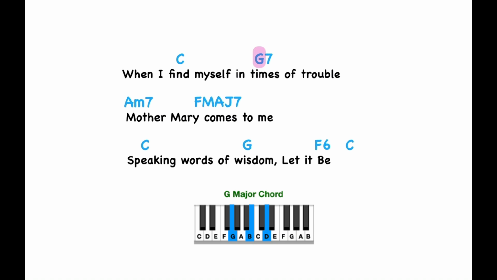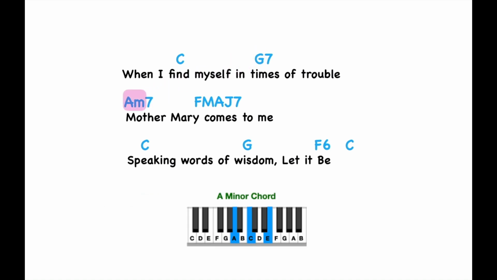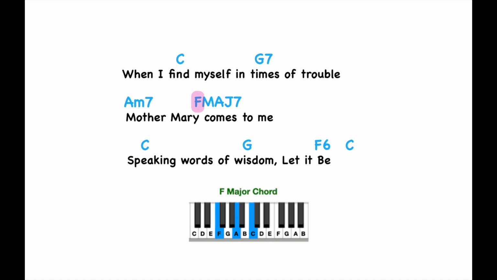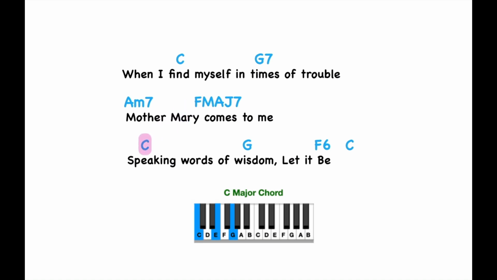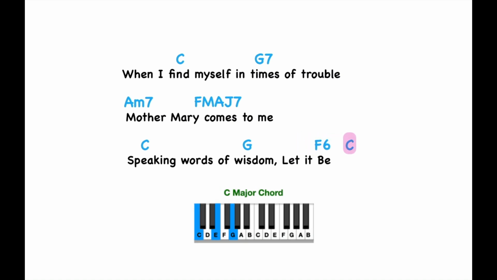So the first line will sound like this. "When I find myself in times of trouble." And then you go on from there. So when you get to "Mother," you'll be playing an A minor. And then we'll be playing an F. When we get to the next word, that's kind of between the two, so just play it where it feels right. And then we have a C major, a G major, an F major, and a C.